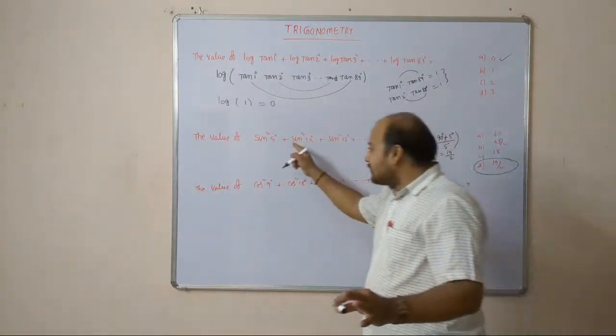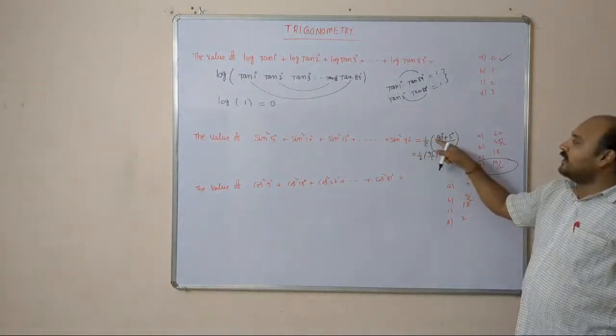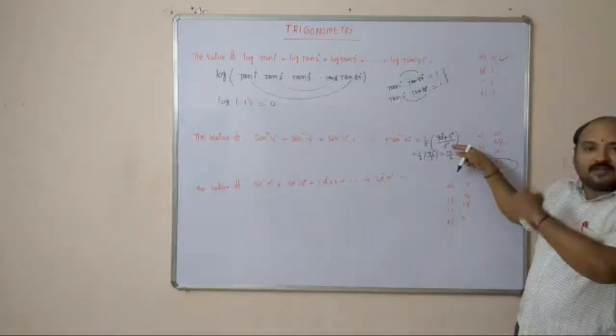When sine comes, the difference is 5 degrees here. 1 by 2, last angle plus difference, by difference.